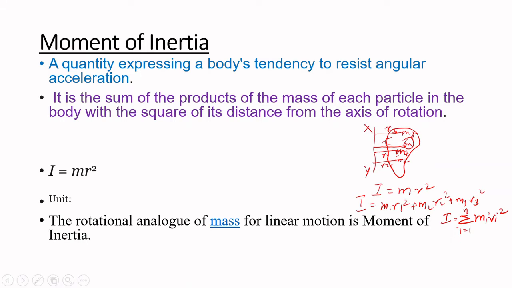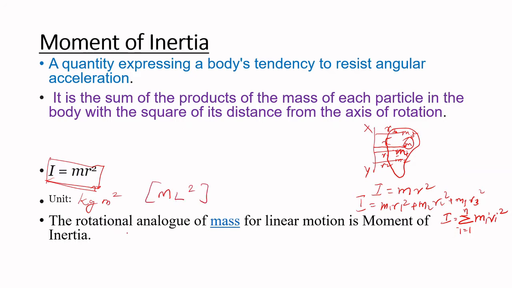Now, how will we usually express moment of inertia? I is equal to mr square, where m is the mass of the body and r is the distance of the axis from that mass point. The unit of moment of inertia is kilogram meter square. Its dimension is ML square.